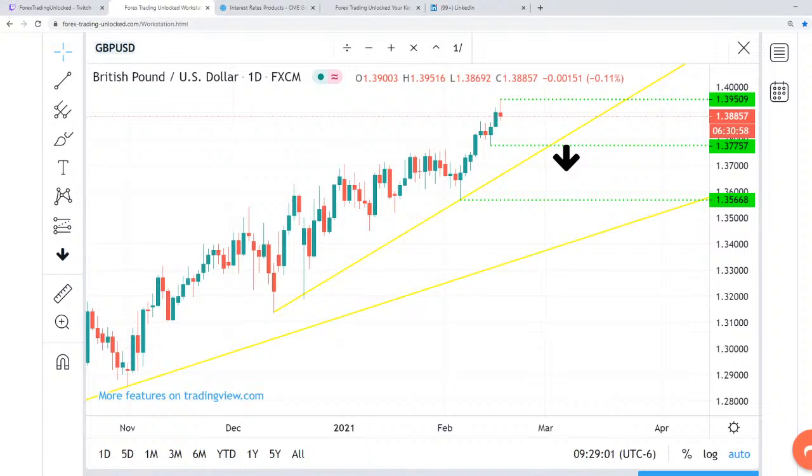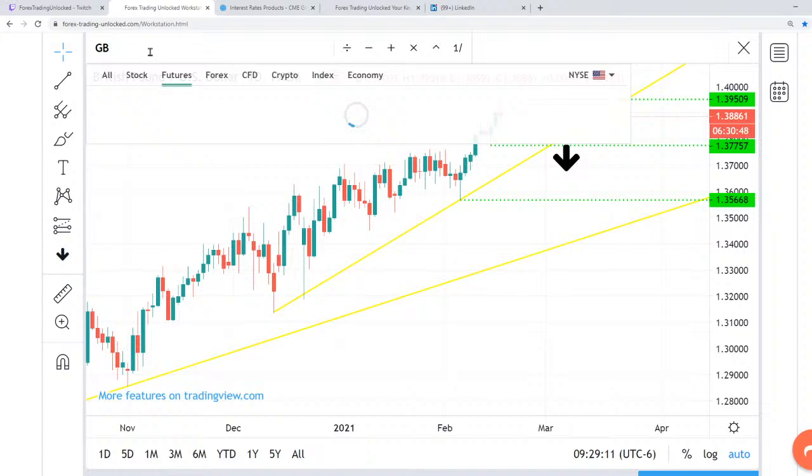Let's see what we have going on here now with the next one. We're going to go to the US dollar Swiss. At least we're going to try to here. Let's go back here. US dollar CHF.